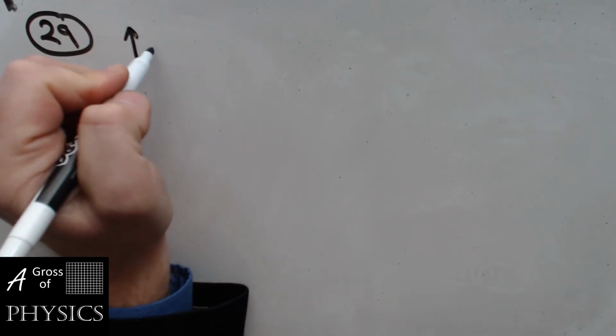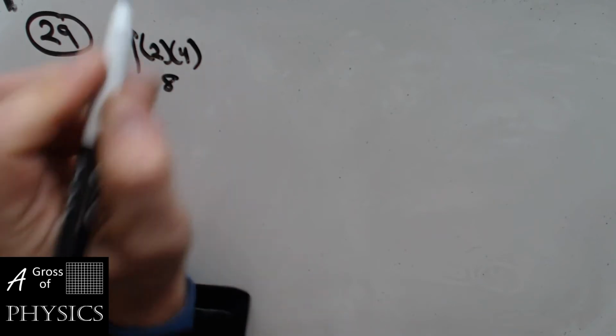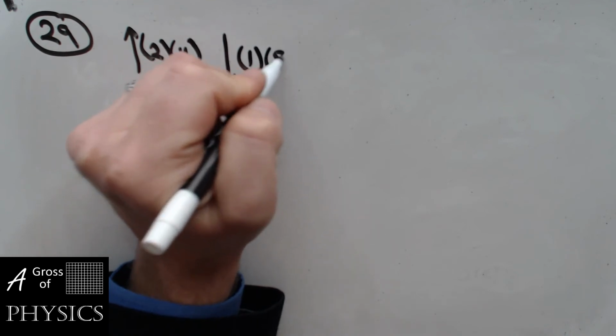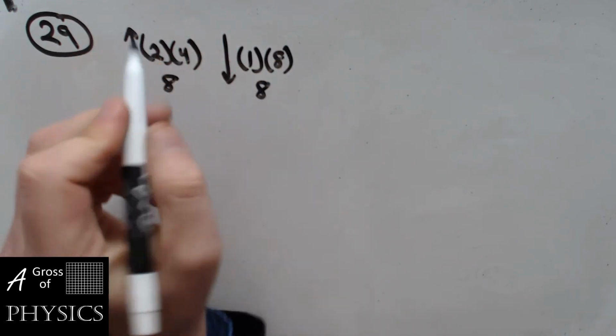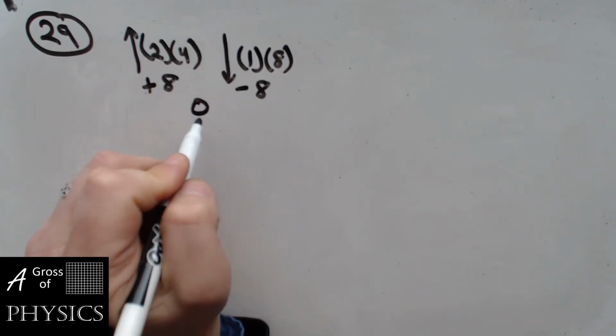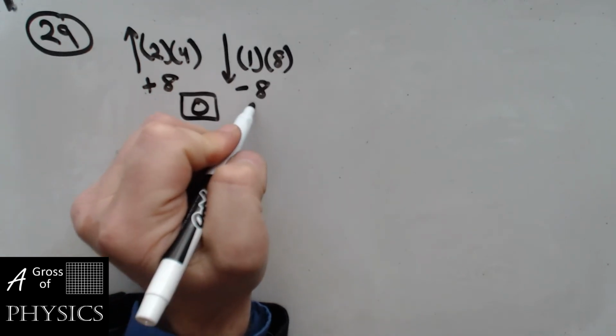All right, 29. A 2 kilogram ball traveling north collides head-on with a 1 kilogram ball traveling south. What's the total momentum after collision? So we have a north, which is 2 times 4, which is 8. And we have a south, which is 1 times 8, which is 8. A north, which is a plus, and a south, which is a minus, is 0. So before the collision, it's 0, and after the collision, it's 0. So choice 1.